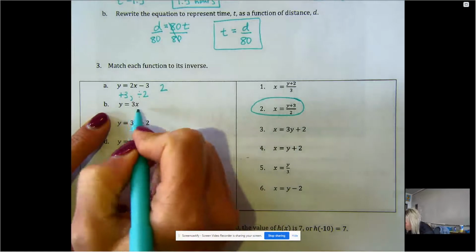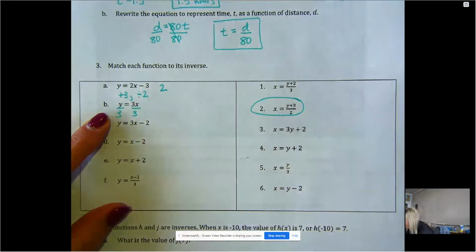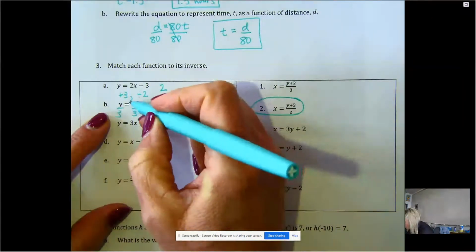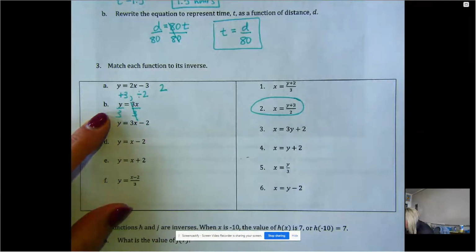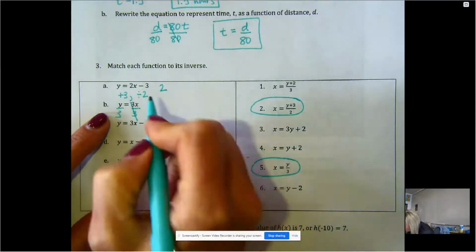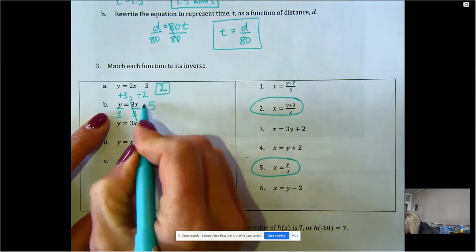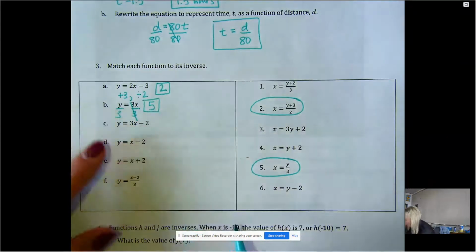B, this one's really simple. I'm just looking for x equals y over 3, or y divided by 3, and that looks like equation 5 is the inverse. So A is equation 2, B is equation 5.